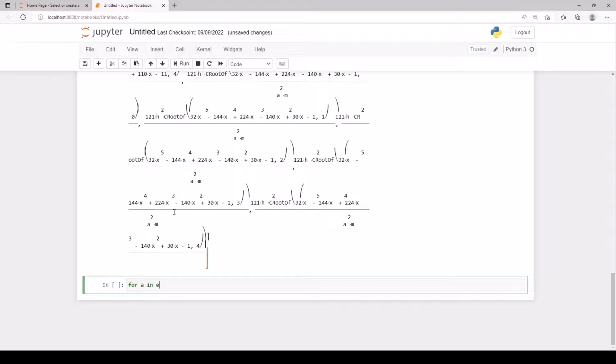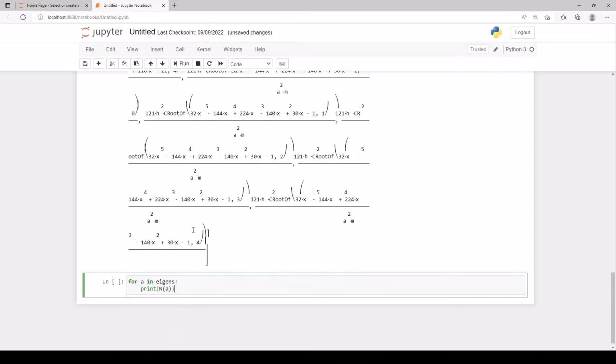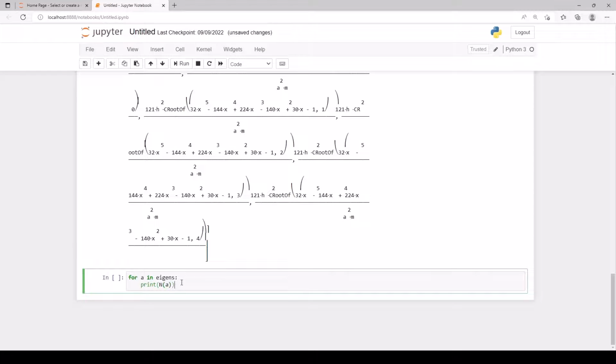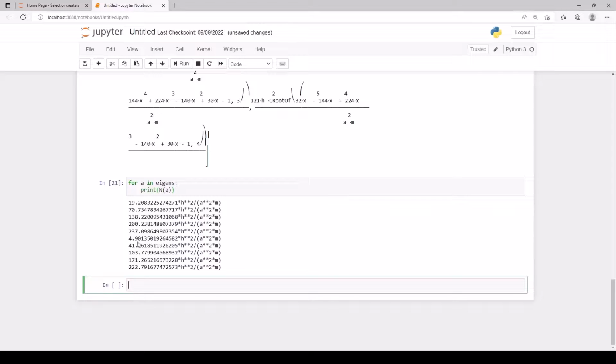So for a in eigens, I'm going to print out the numerical solution, n of that. Because it's going to give me all of these CRootOf expressions, and I want to find the actual numerical roots. So I'm going to print out the numerical version of this, and it's going to give me this list.